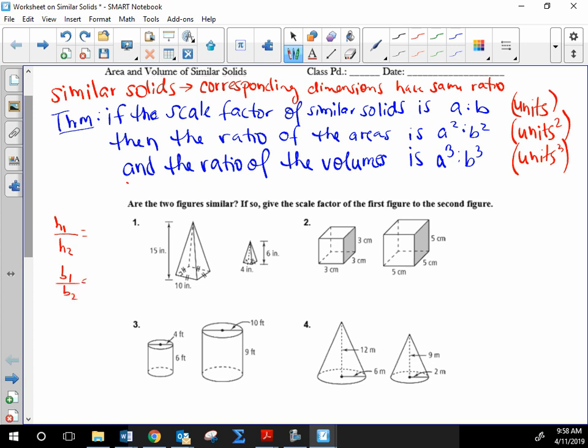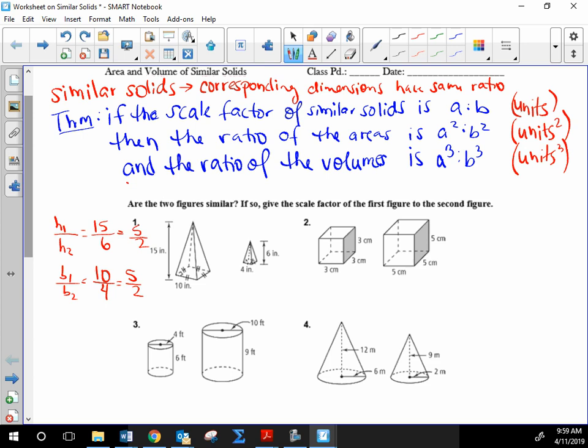second. All right, what's the height of my first one? 15. And the height of the second? 6. What does that simplify down to? 5 to 2. So if they're similar, we should see the same ratio for my bases. All right, what's my base edge for the first one? 10. Base edge for the second is 4. Is this reduced down to 5 halves? Yeah. So because our dimensions have the same ratio, then we have it similar.